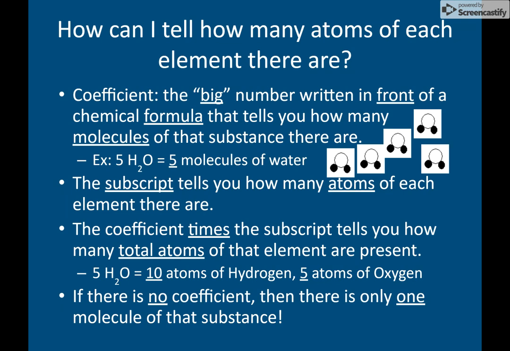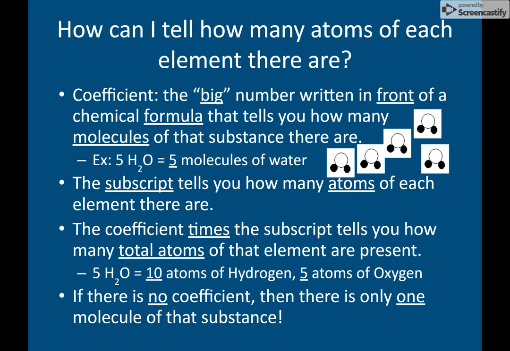So here is where we get into some of that balancing equations thing that we talked about. So you have coefficients. This is the big number that's in front of the chemical formula that tells you how many molecules of that substance there are. So if I have 5 H2O, that means I have 5 molecules of water. And you can see the pictures there. That's 5 different molecules of water. It's still H2O. I just have 5 of them.